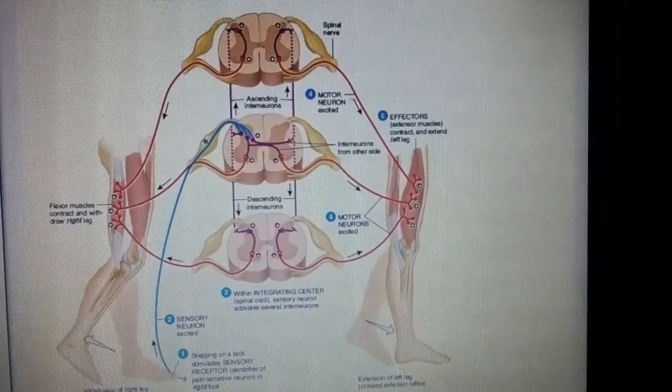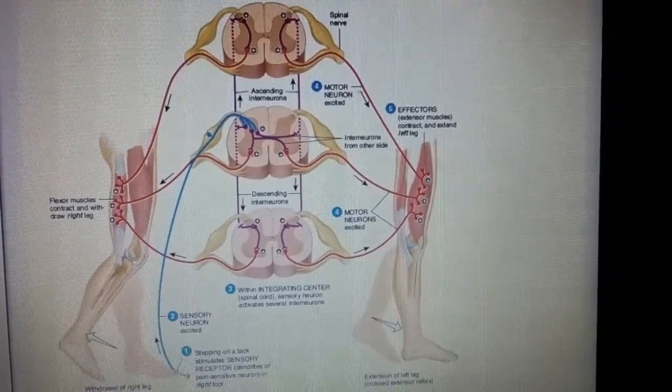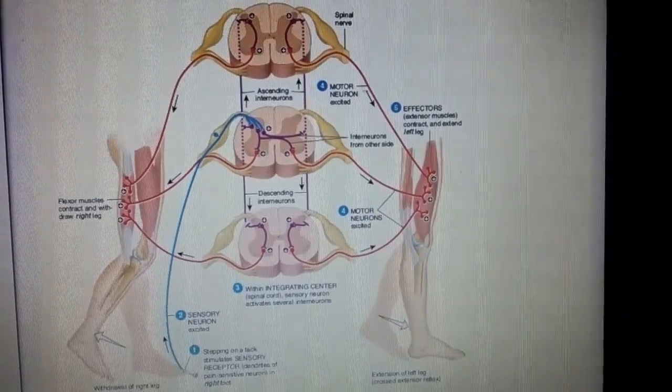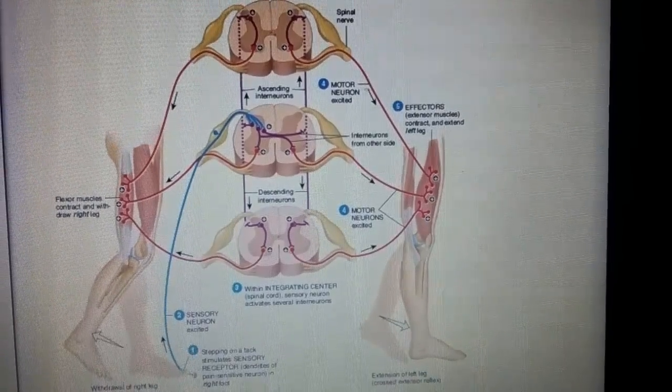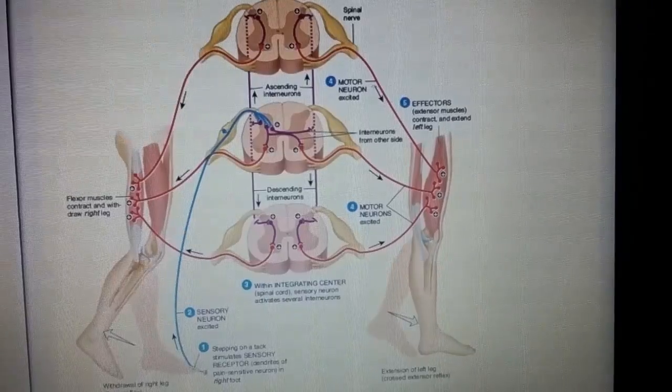The third reflex is the cross-extensor reflex. The cross-extensor reflex is a withdrawal reflex. When the reflex occurs, the flexors in the withdrawing limb contract and the extensors relax, while in the other limb, the opposite occurs.